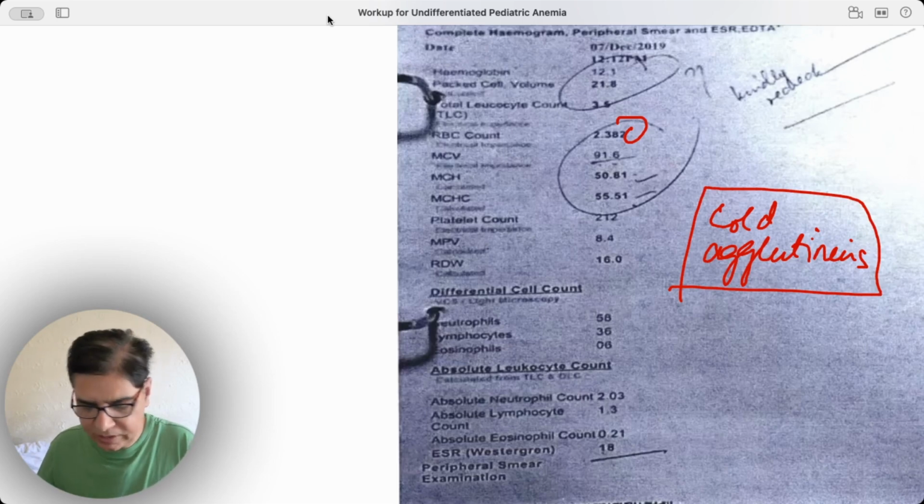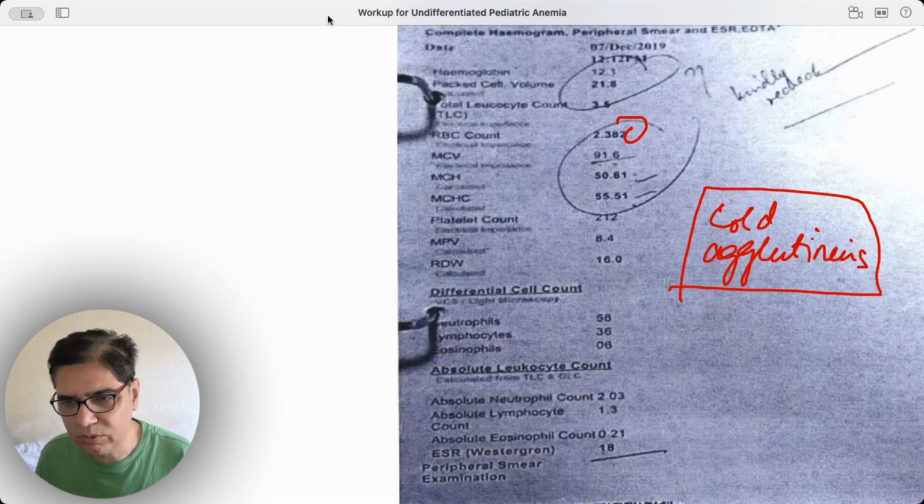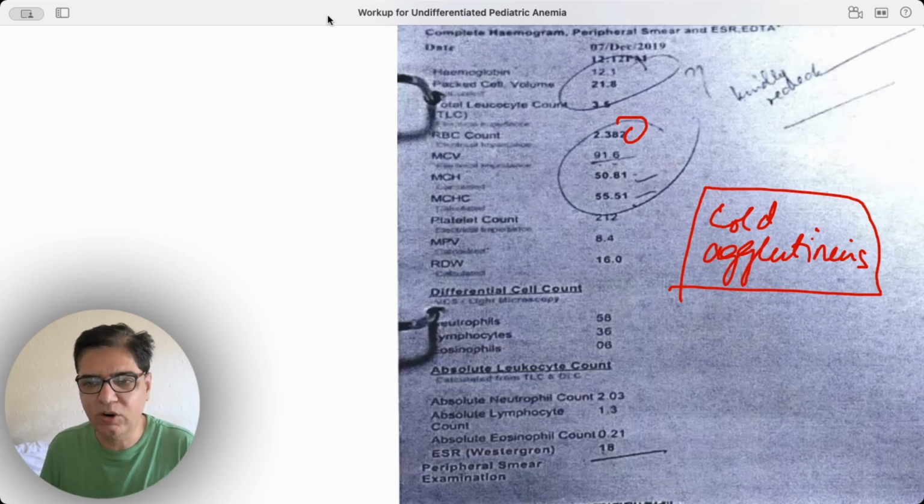Cold agglutinins can occur in chronic hepatitis C, and some chronic viral infections can give you that sort of a condition in which you get cold agglutinins, or some infections like mycoplasma going on over a period of time can also give you cold agglutinin disease. So basically this child had cold agglutinin disease, and because of that he was having an erroneous full blood count report.